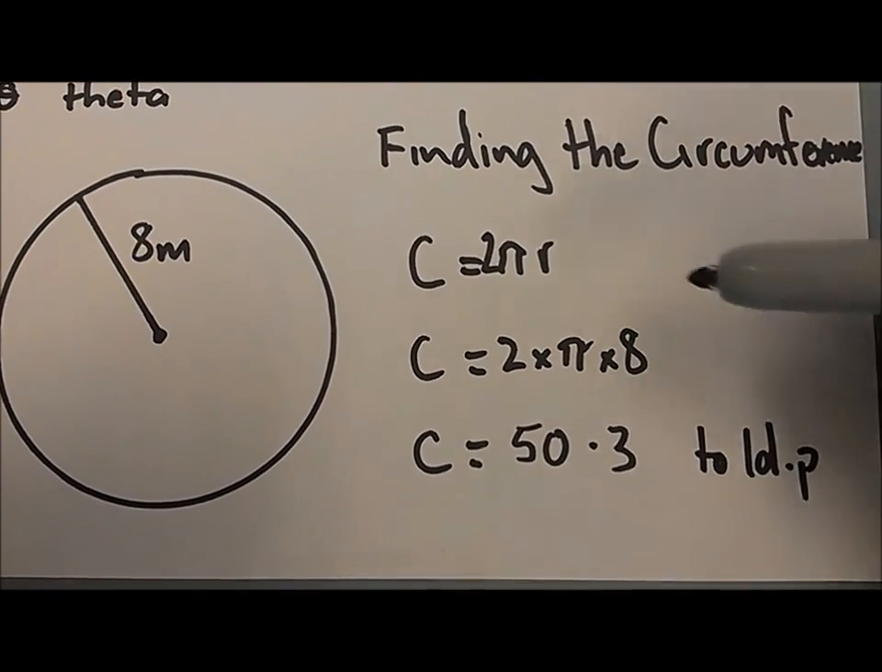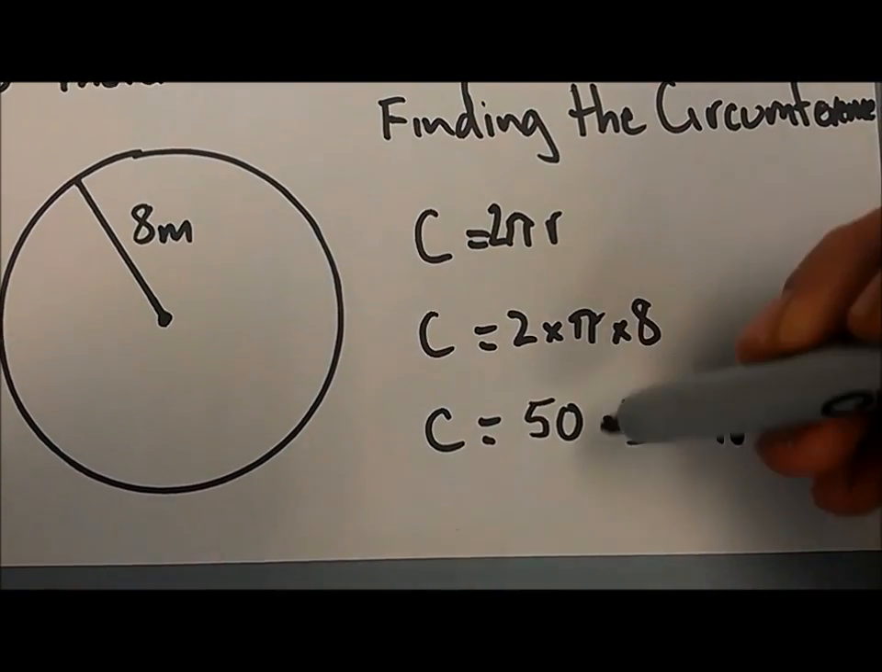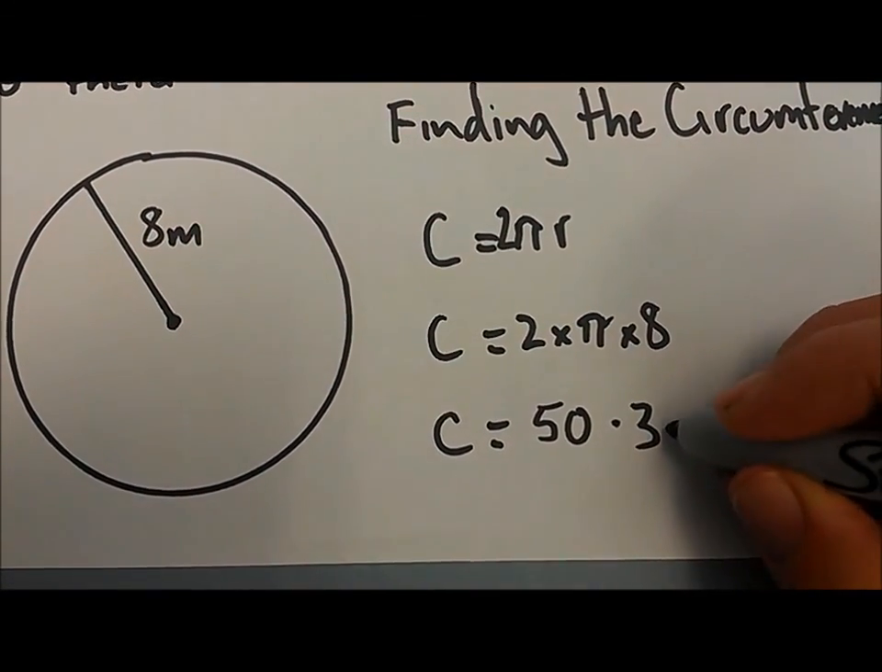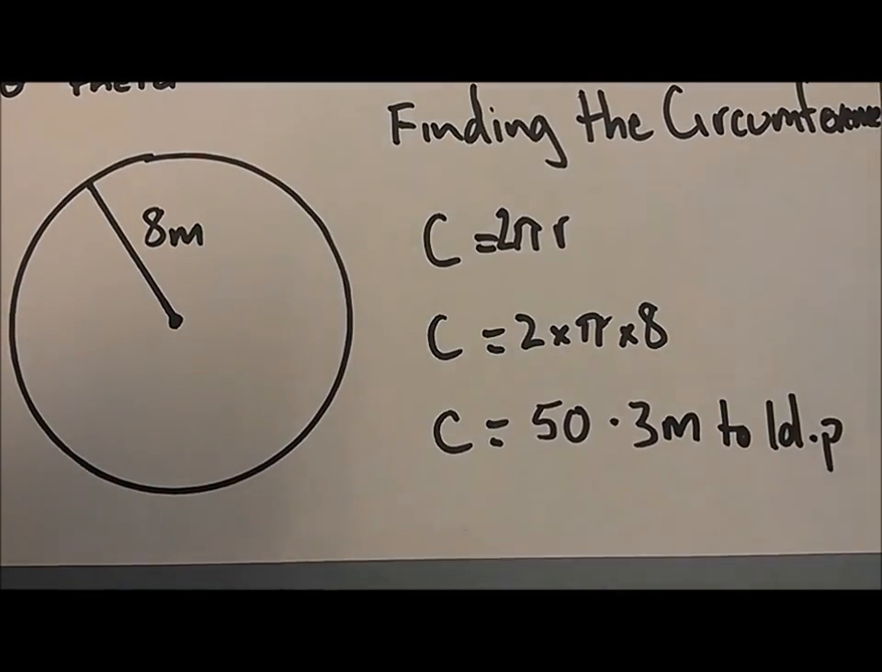So what I want to see in your books is 3 lines of working out. Formula, substitution, answer. Include the units. In this case it's meters.